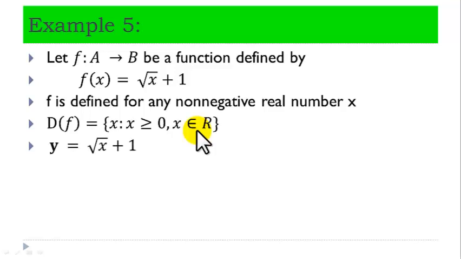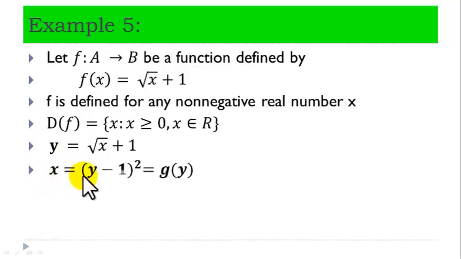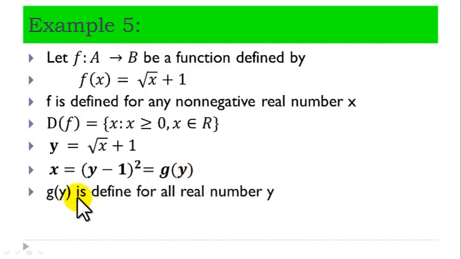To find the range, we set y equal to the square root of x plus 1. Taking 1 to the left hand side, that will give us the square root of x equal to y minus 1, and squaring both sides, we obtain x equal to y minus 1 all squared, and this is a function of y. This function g of y is defined for all real numbers y. For any real number, y minus 1 all squared can be determined. So therefore, the range of our function f is the set of all real numbers R.